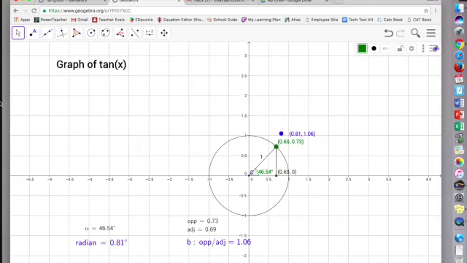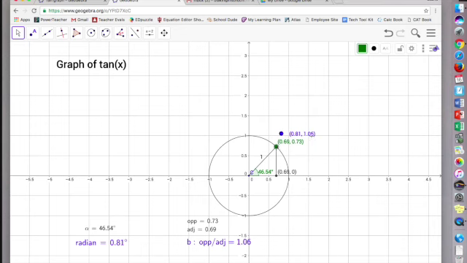What I have here is the unit circle on GeoGebra. I have a point on the unit circle. The point is 0.69, and that refers to my adjacent side. That's how long it is for the x. The 0.73 refers to the height of the point.